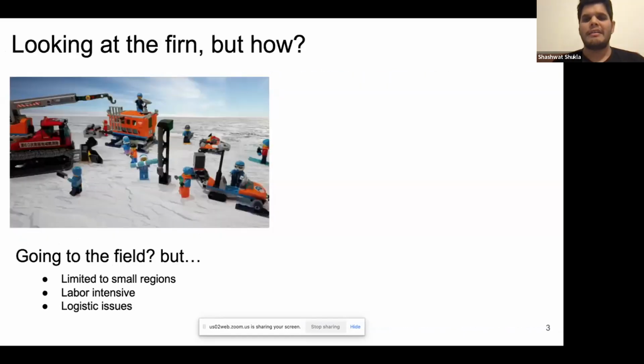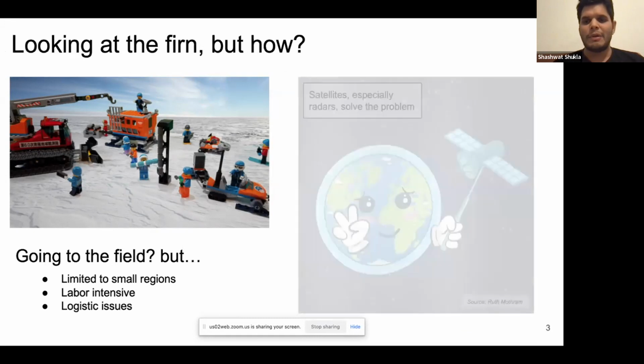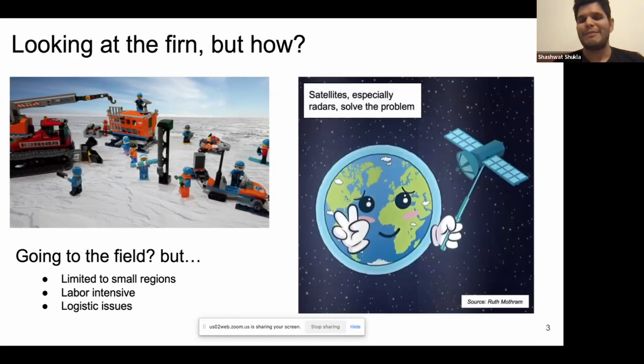Well, one thing is that we can directly go to Antarctica and see the firn with our eyes, measure and analyze. But it is not practically possible to always be at every point on Antarctica because it is labor intensive, has high logistics cost, and harsh weather conditions. So as an alternative, someone is observing right above us in space, and these are satellites, in particular radar.